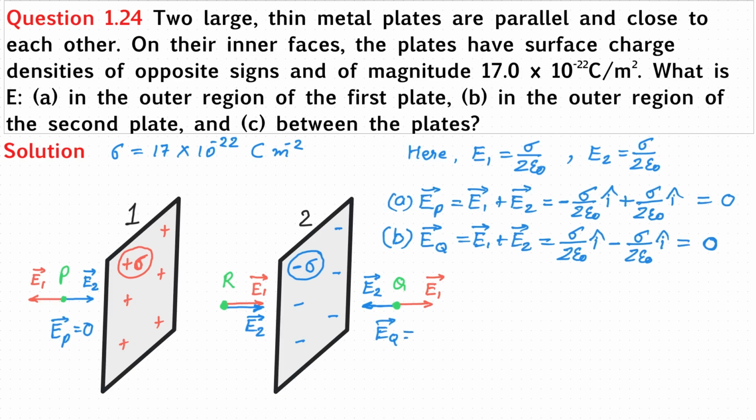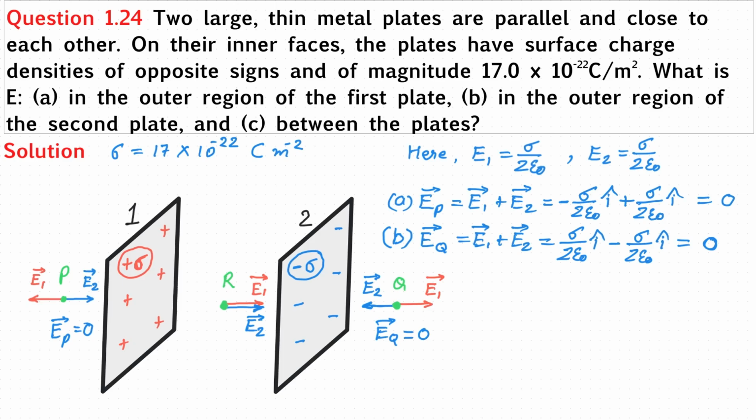Both of these electric fields are becoming 0 only due to one reason, that the electric field intensity is not depending on distance. Either you take E1 or E2, both are independent from distance. That's why the electric field intensity is remaining same whatever the distance you are taking.